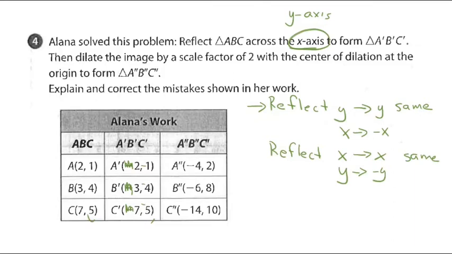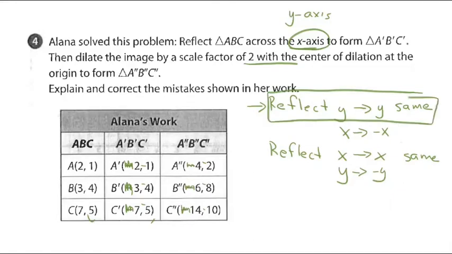She did the multiplying by 2 correct with her numbers. But because she used the wrong numbers in the middle, she just needs to change the signs of those. So that's how the two rules stick in my head: reflecting in the y-axis, the y stays the same. Reflecting in the x-axis, the x stays the same.